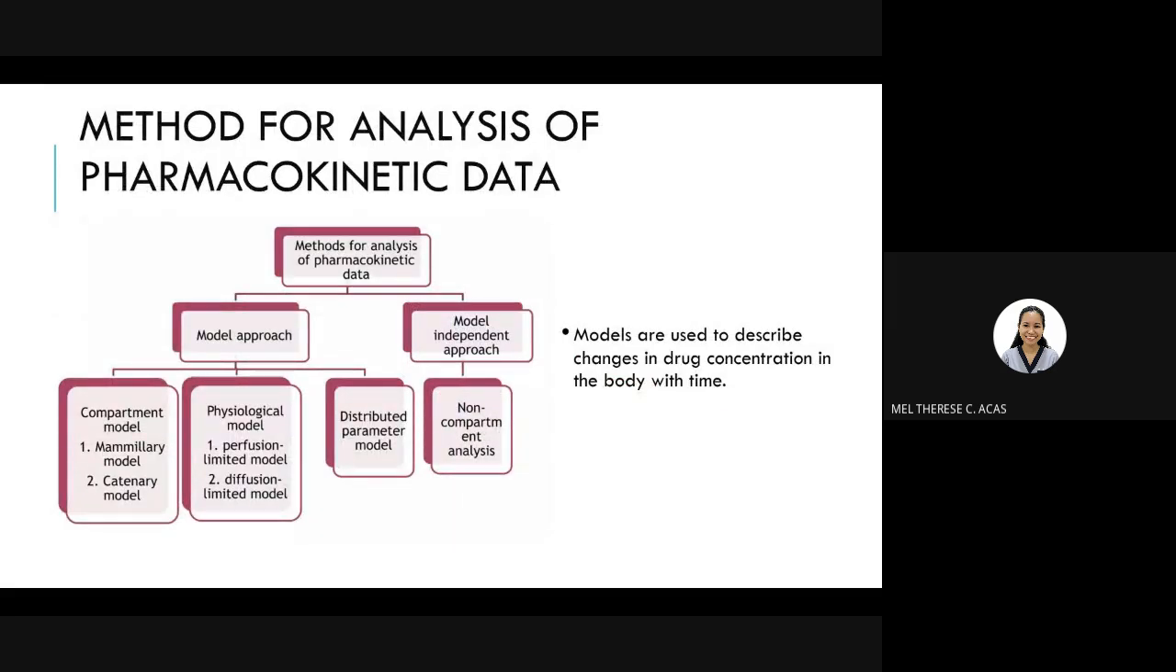So the next one is the method of analysis of pharmacokinetic data. In these pharmacokinetic data models, this is the paradigm so we can better understand the pharmacokinetics upon discussion throughout the session. The first one is the model approach and model independent approach. Under the model approach, it can be the compartment, physiological model, and distributed parameter model. And for the model independent approach, it is a non-compartment analysis.